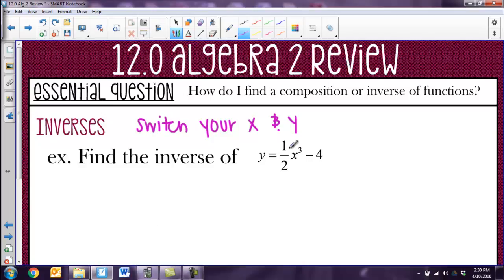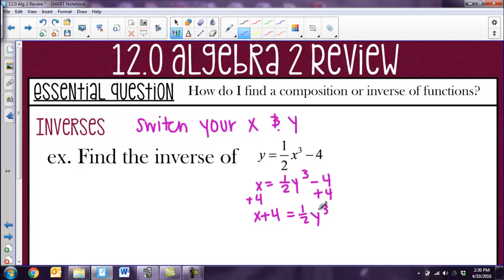So if I'm finding the inverse of y equals 1/2 x cubed minus 4, wherever I see a y, I'm going to put an x, and wherever I see an x, I'm going to put a y. And then I'm just going to try to solve this and get y by itself. Then I could look in my calculator if I wanted to find specific values.